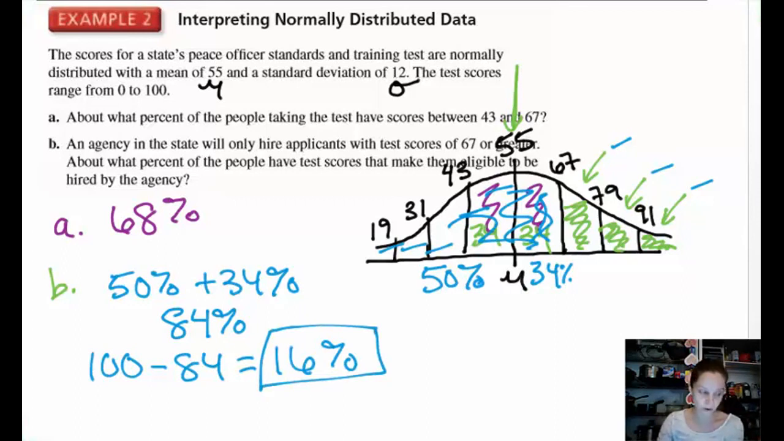Again, you could have added up. This is 13.5 plus 2.35 plus 0.15. But I'm not going to memorize that. Instead, I'm going to stick to that 68% and use that knowledge to help me answer this problem.